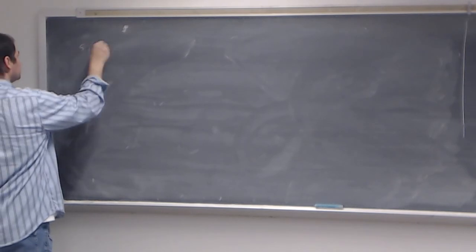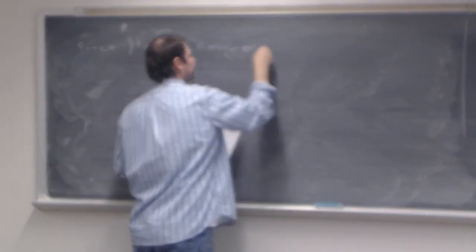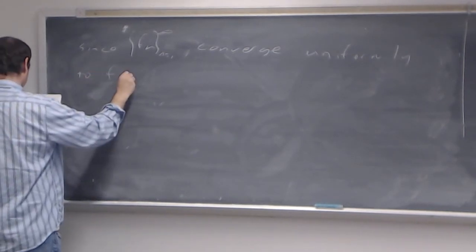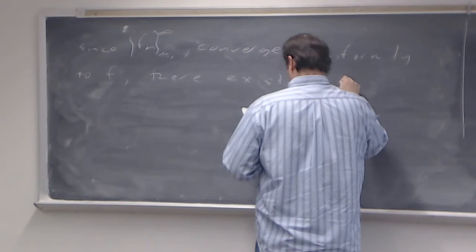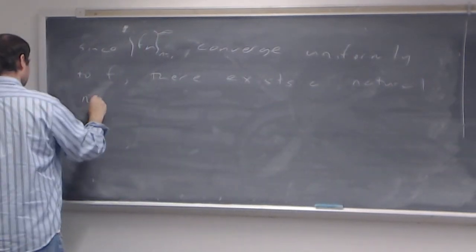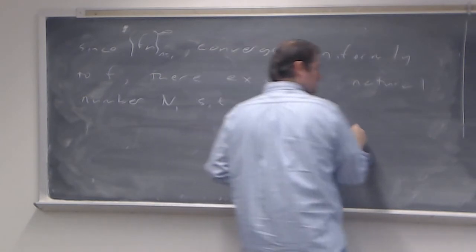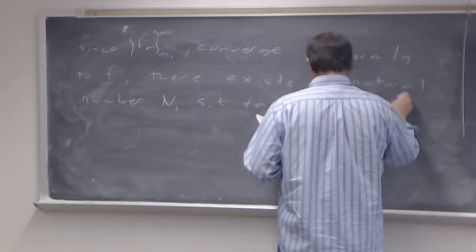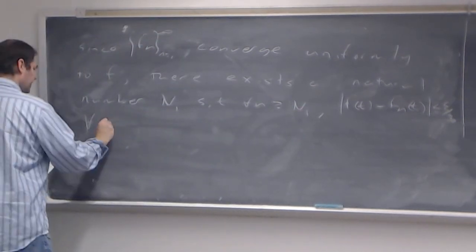Okay, well, since f sub n converges uniformly to f, there exists a natural number N sub 1 such that for all n bigger than or equal to N sub 1, the absolute value of f of t minus f sub n of t will be less than or equal to epsilon over 3, and that's true for all t an element of E.